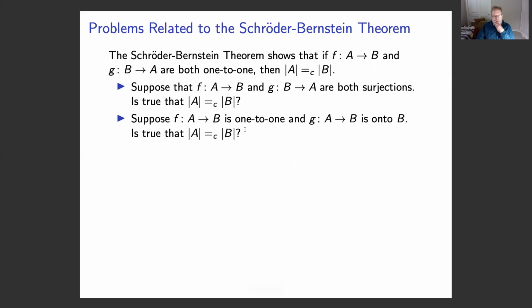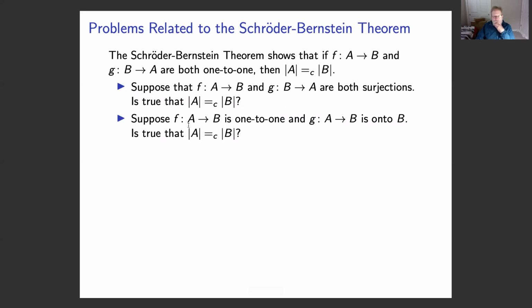Okay, so we know that from the Schroeder-Bernstein theorem, if you have a function from A to B that's 1-to-1, and a function from B to A that's 1-to-1, then you know the two sets have the same size. Now, what happens if you just have a function from A to B and from B to A that are both onto? Can you conclude that the two sets have the same size then? It's not clear.